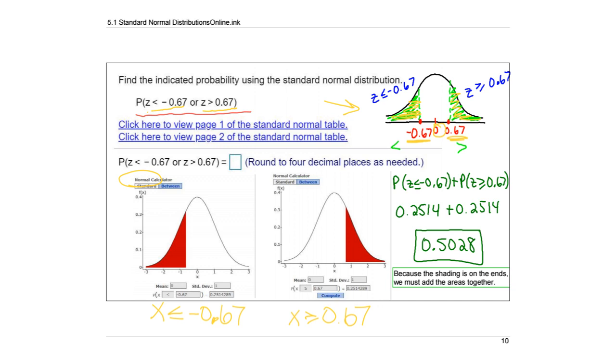So notice it's symmetric. That's because our curve is symmetric. And so those answers are the same because we're either less than negative 0.67 or greater than 0.67. So those are symmetric and they're actually the same. But then we need to add those together.